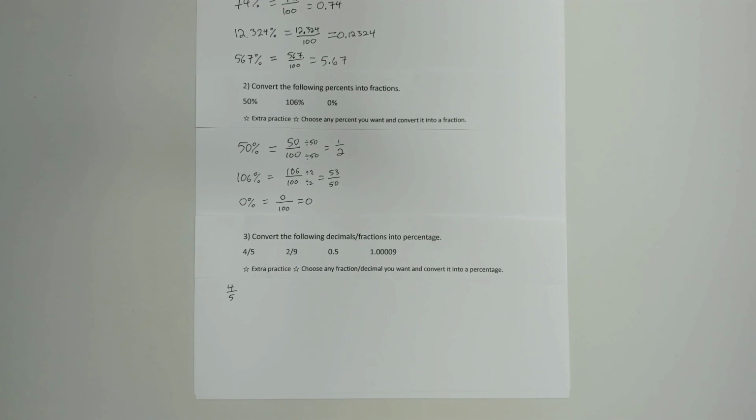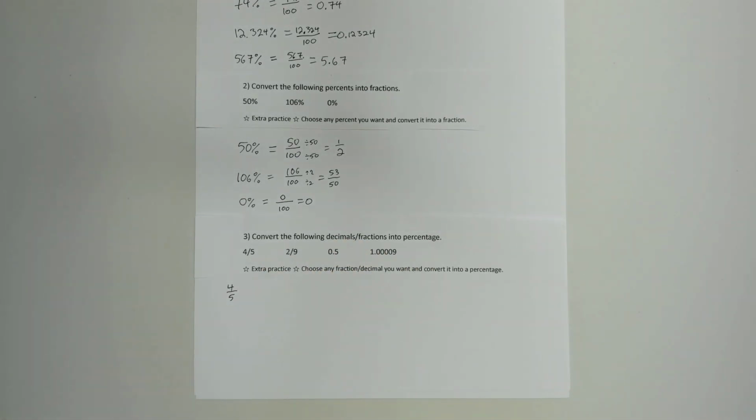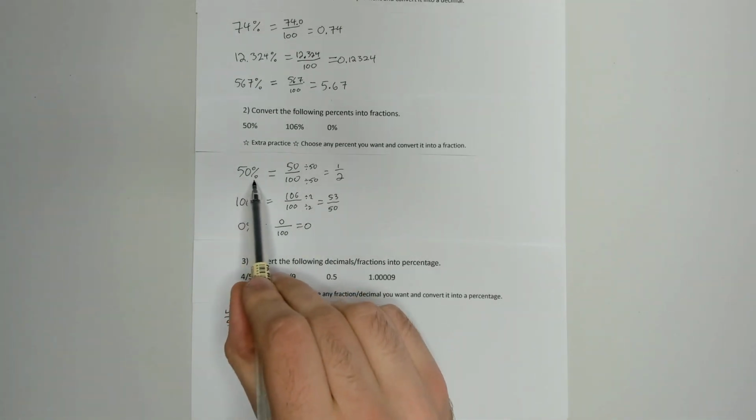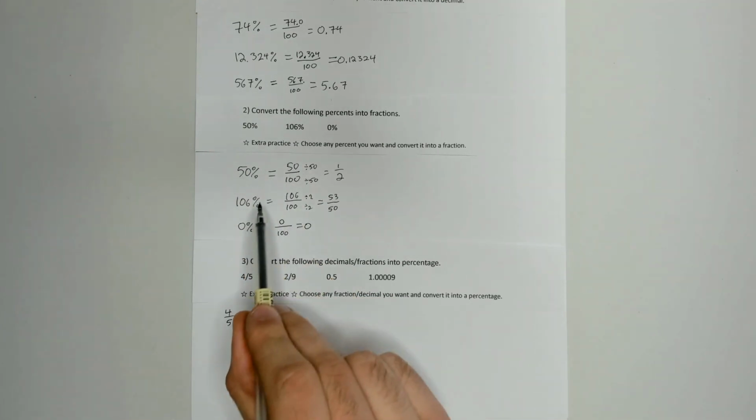One thing we can do for this is make this into an equivalent fraction out of 100, and the numerator is going to be our percent. Because we saw that going from percents to fractions, the numerator was always what the percent was. 50% was 50.